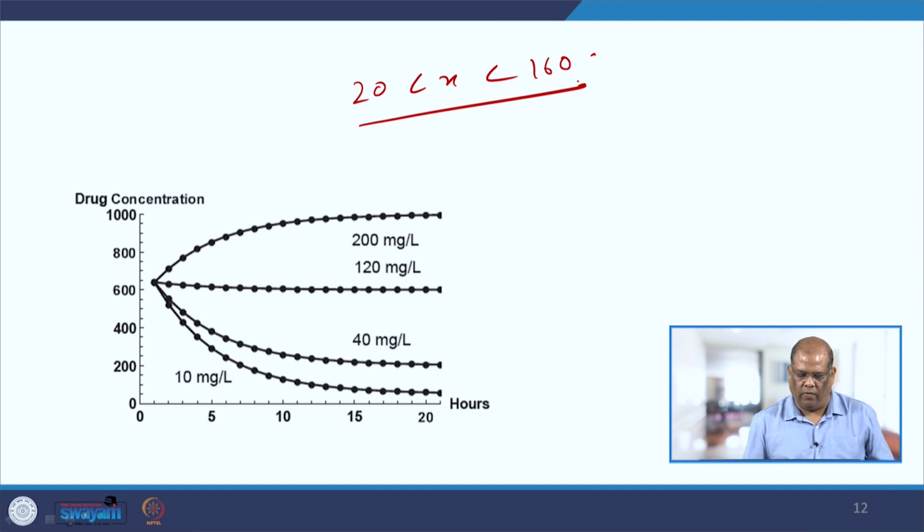So, this particular figure shows that it starts with an initial condition which is 640, and the amount of drug here is 10, 40, 120 and 200. So, what will happen if this concentration of drugs is maintained? If it is 10, as you can see, it is going down below 100, whereas if it is 40 and 120, it lies within the range, and if it is 200, it will go beyond.